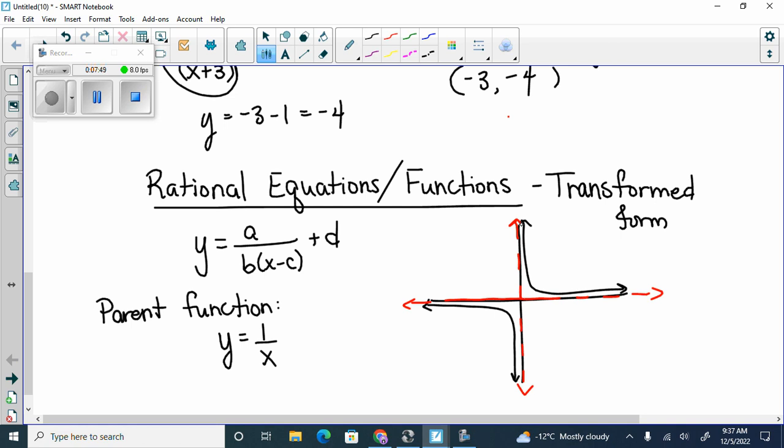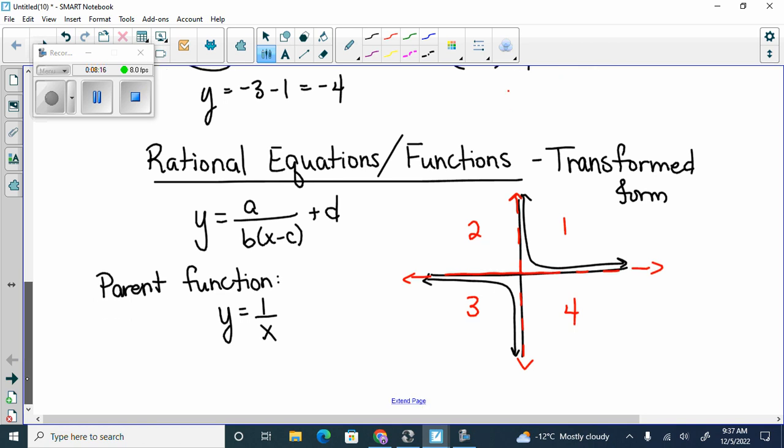Now, what I really wanted you to see here is the parent function of a rational graph exists in quadrants 1 and 3, right? But any reflection would cause it to go to 2 and 4. What if I gave you both reflections? What if I made you reflect in the x and the y? It would just go back to where it once was, right? It would be back to 1 and 3. So that's something we need to think about.